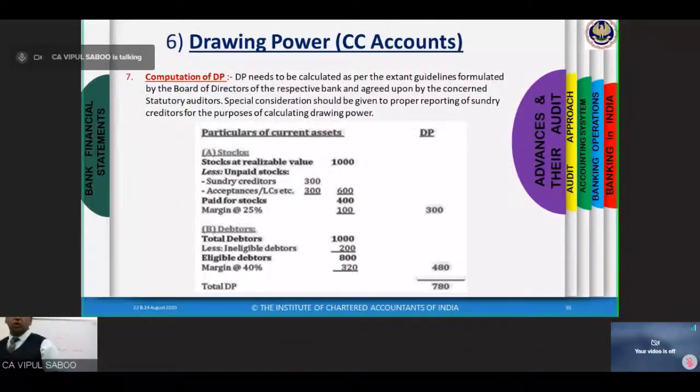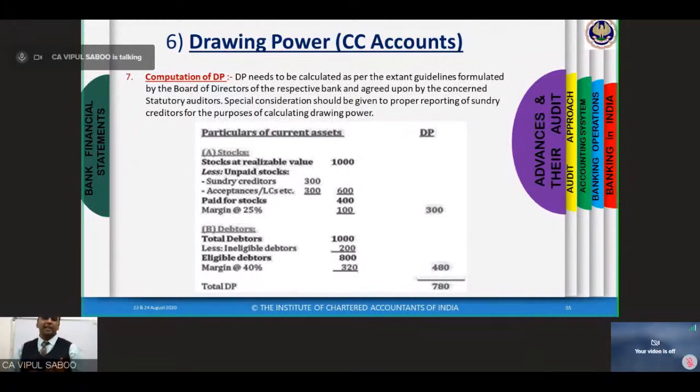See the computation of DP. How do the banks calculate DP? You take whatever stocks are present with the shopkeeper, with the business or in his factory, godown or shop, and you calculate his net realizable value. In this case, it is 1000 crores, right? Less unpaid stock. You deduct from it the creditors because for that stock you have not paid. That stock is not yours. It still has a liability attached to it in the form of creditors. So whatever sundry creditors are there, creditors are against stock only. You have to deduct that because if you are not able to pay, the creditors will decline on your stock. So you will deduct the value of sundry creditors.